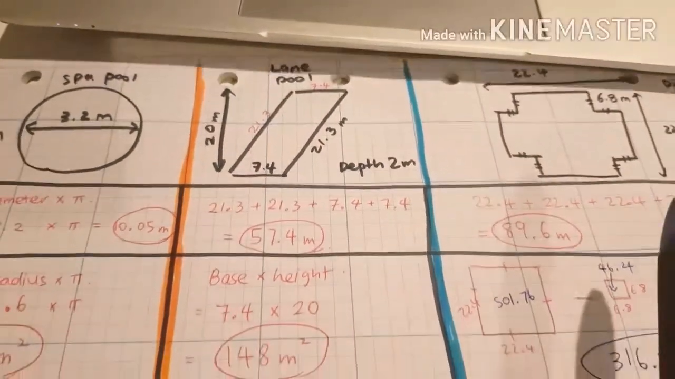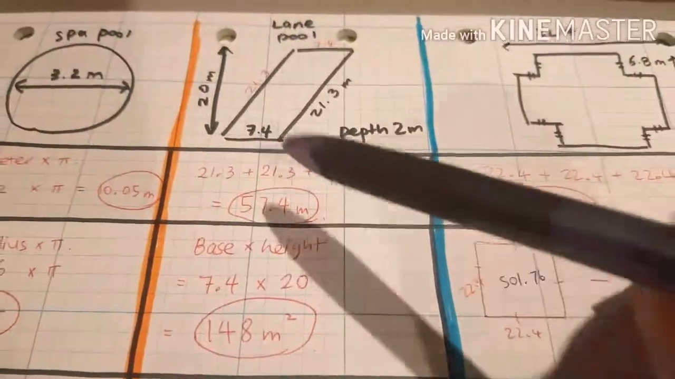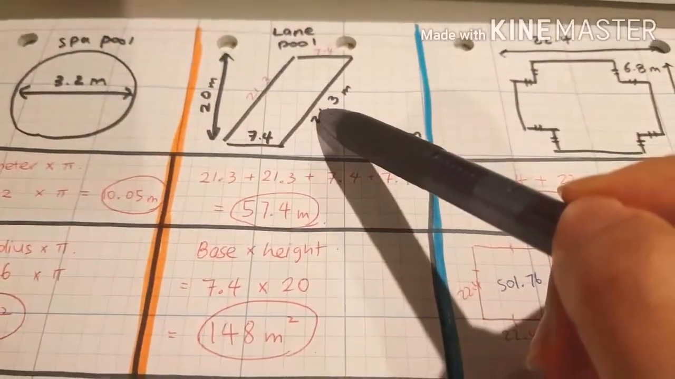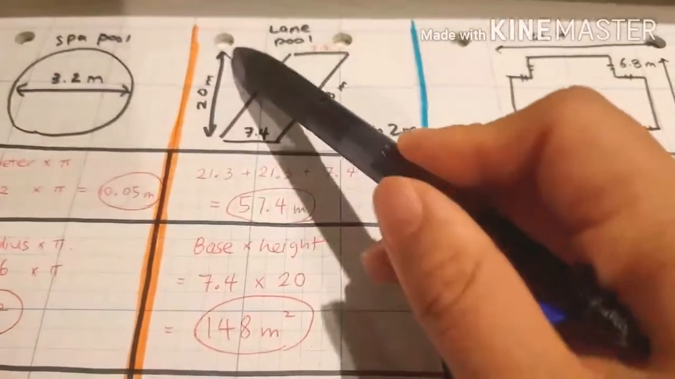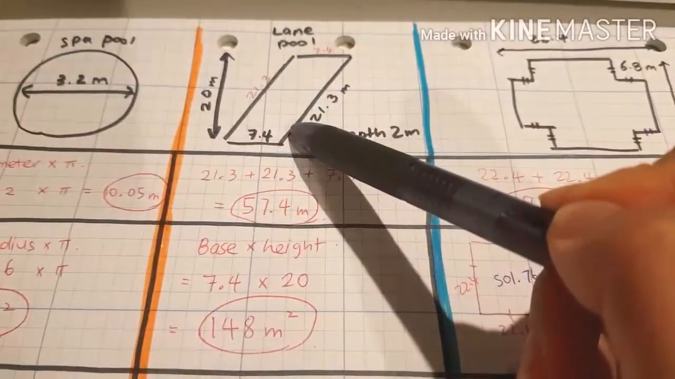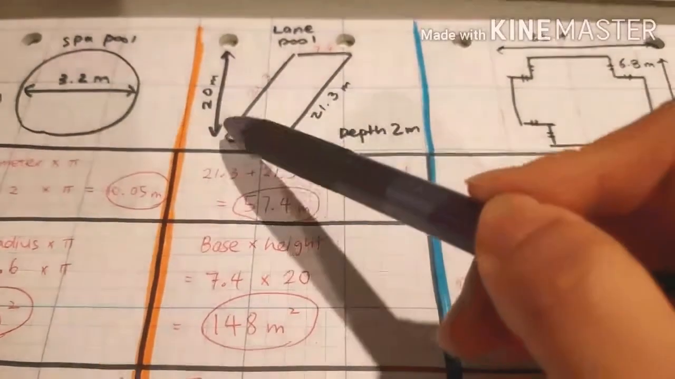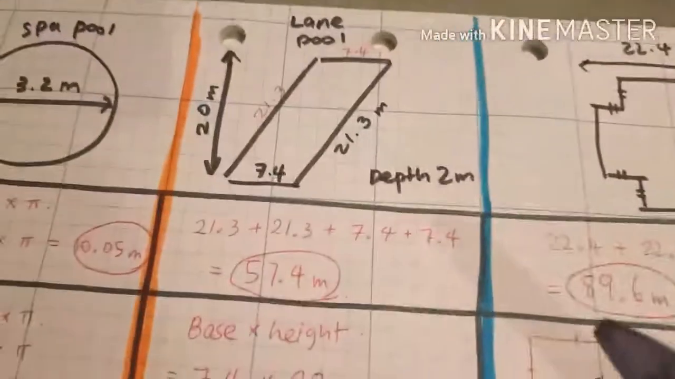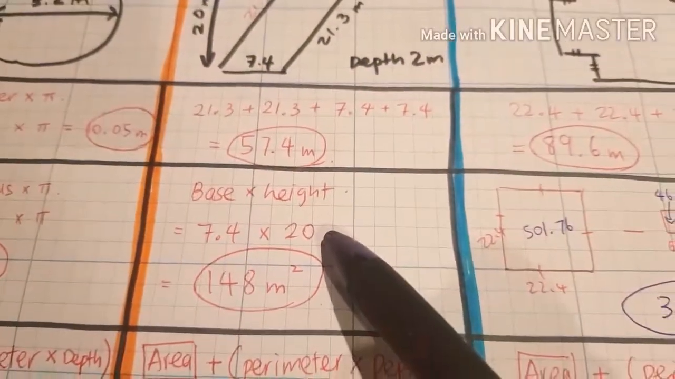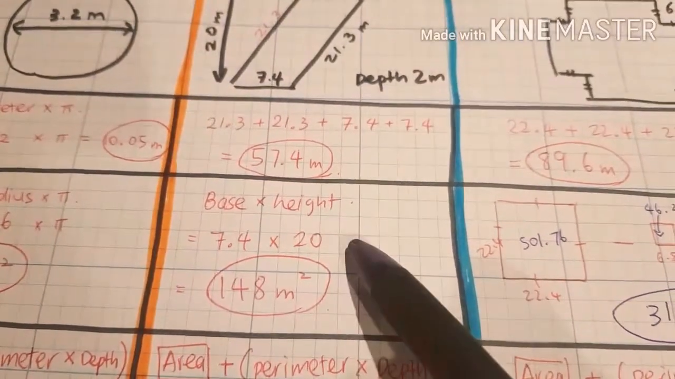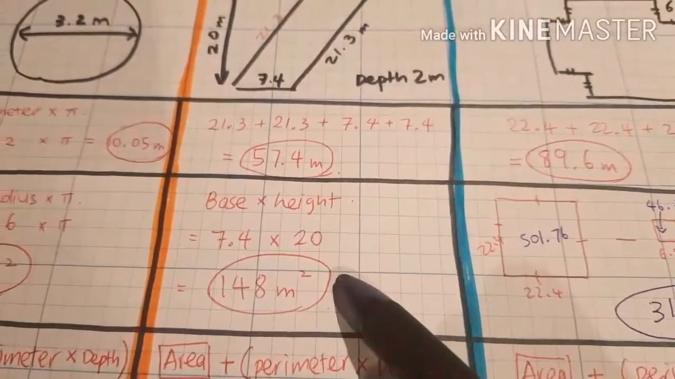When I'm trying to find the area, the area of the parallelogram is base times the perpendicular height, not the slant height. So the base is 7.4 and the perpendicular height at a 90 degree angle is 20. So multiplying these two, I get 148 meters squared as my area.